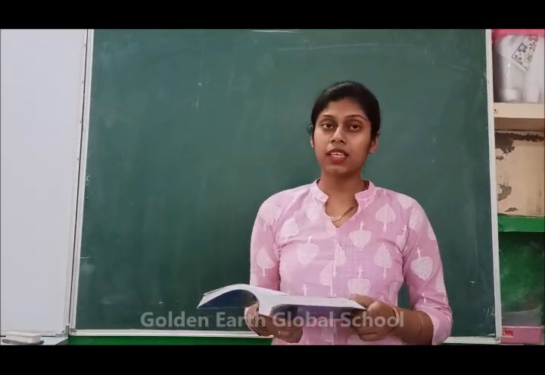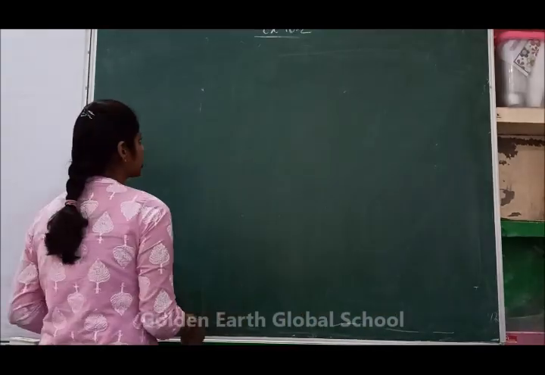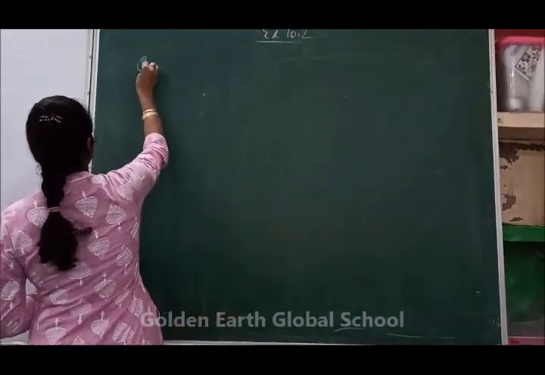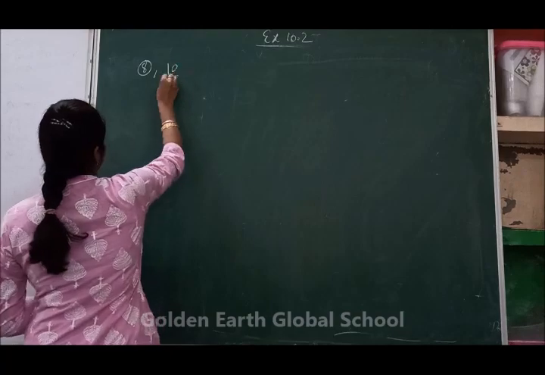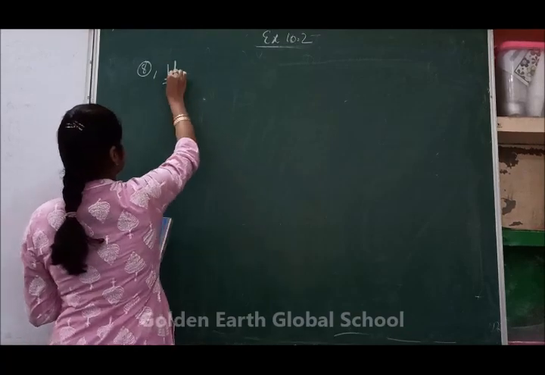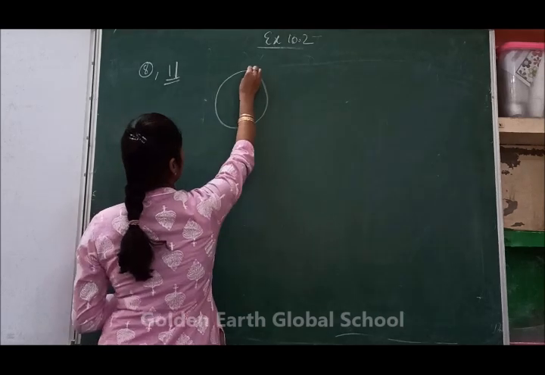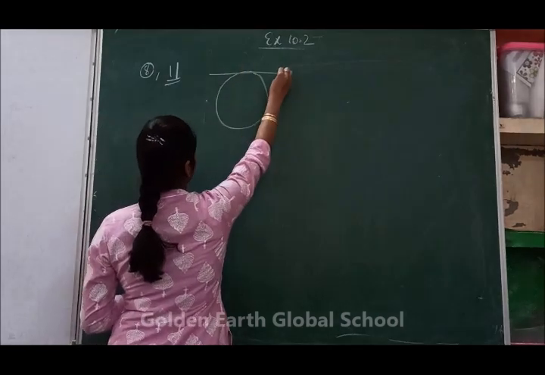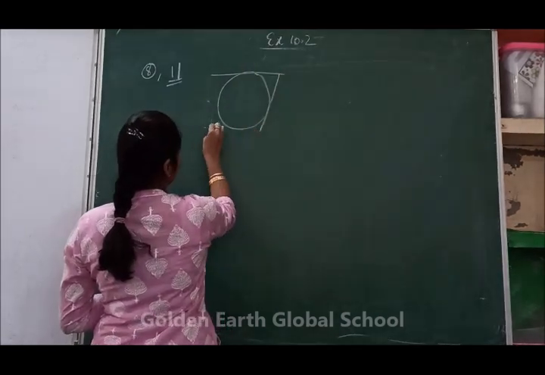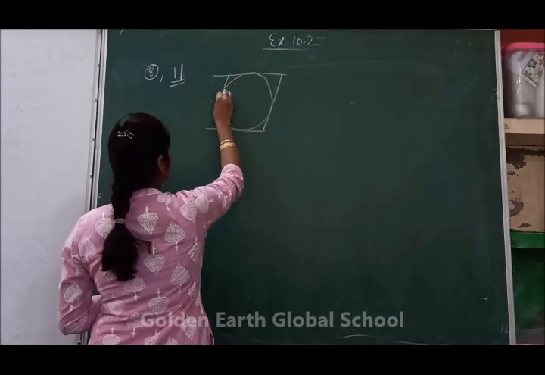Prove that the parallelogram circumscribing a circle is a rhombus. Very important question. Figure is similar to question number 8. क्वेश्चन नंबर 8 उसमें क्या था, एक सर्कल था और बाहर एक क्वाड्रिलेटर थी. इसमें हमें क्या ड्रॉ करना है, बाहर एक पैरेललोग्राम. क्लियर?